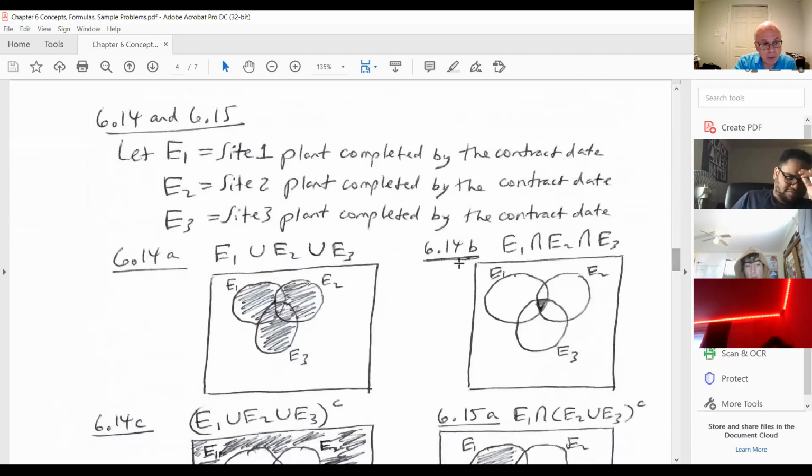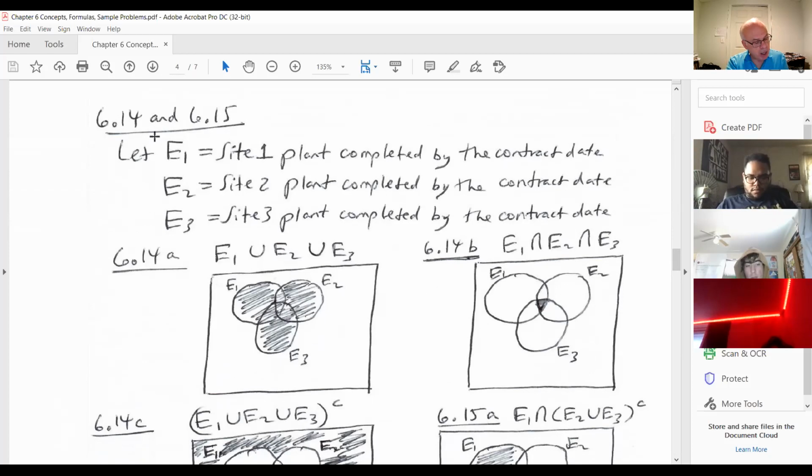And what you do is the box, that rectangular box represents the sample space, everything. All right, that has to do with this problem. In this particular case, it's problems 14 and 15 in chapter 6, or excuse me, section 1 of chapter 6.